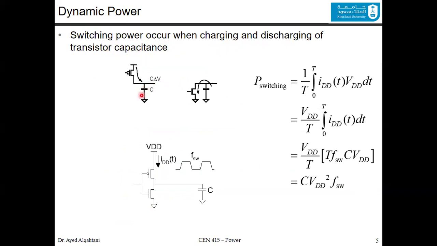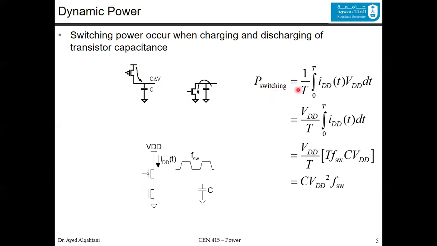For example, if you have a capacitance at the load of a certain gate or certain CMOS design, at this output node you have this capacitance. Either you want to charge it or discharge it. If the pull-up network is working, then you are charging this capacitance. If the pull-down is working, then you are discharging this capacitance.